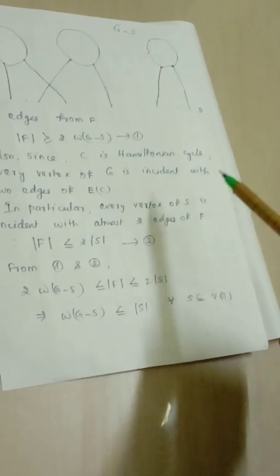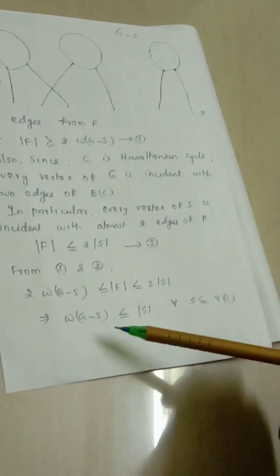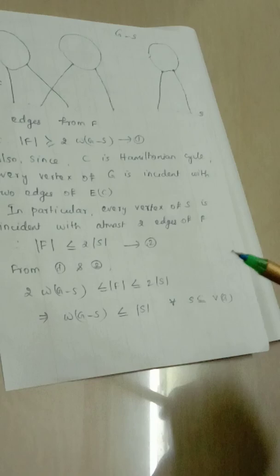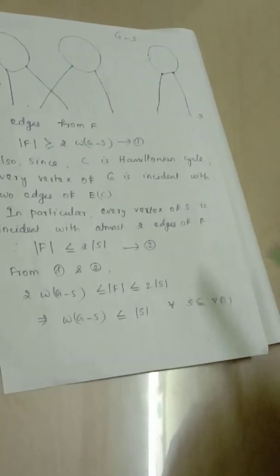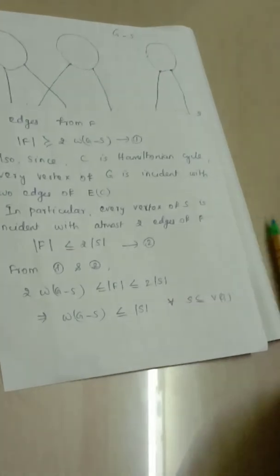So using 1 and 2 we can conclude that ω(G − S) is always less than or equal to the cardinality of S, for all S contained in V(G).